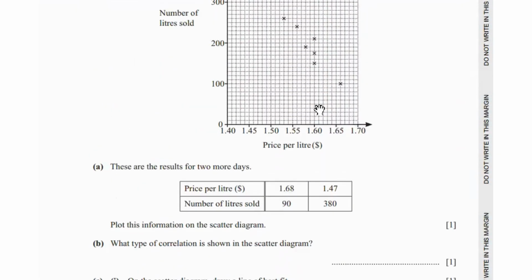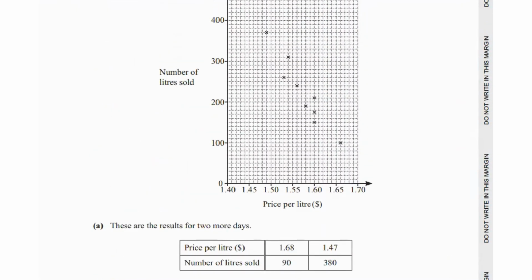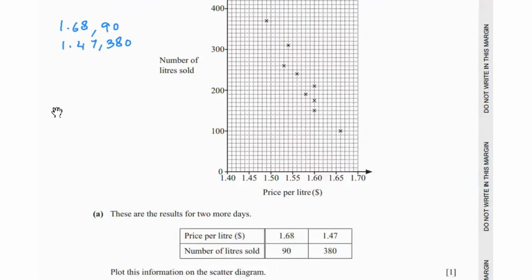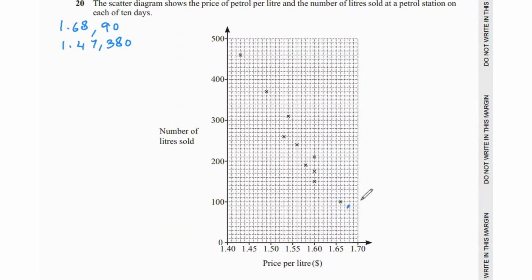So let's plot these. We have 1.68 and 90, 1.47 and 380. That's over here. And 1.47 and 380. That is the other point.